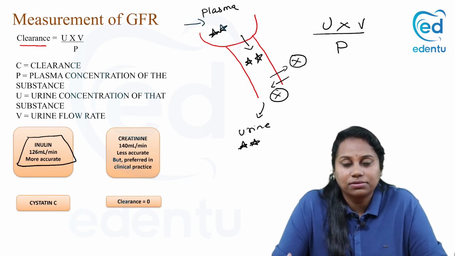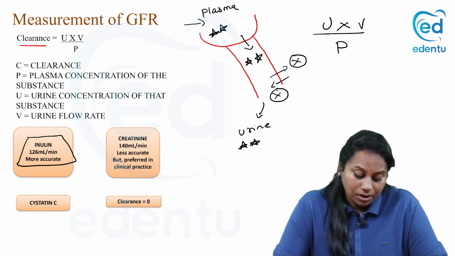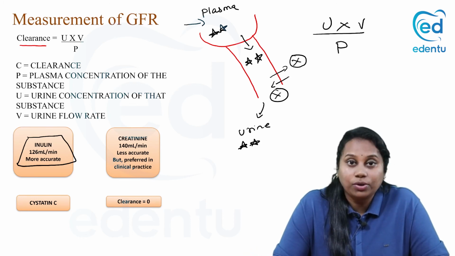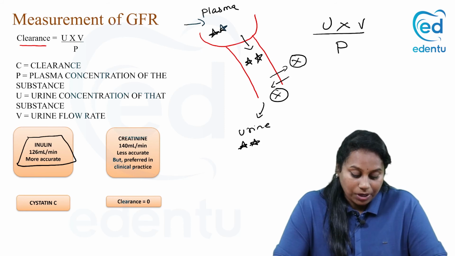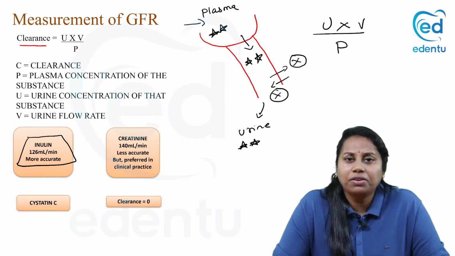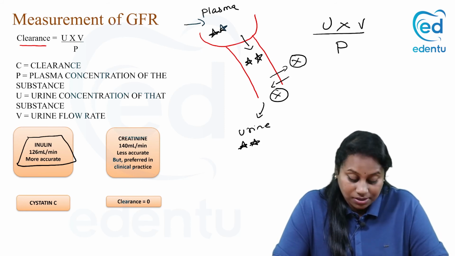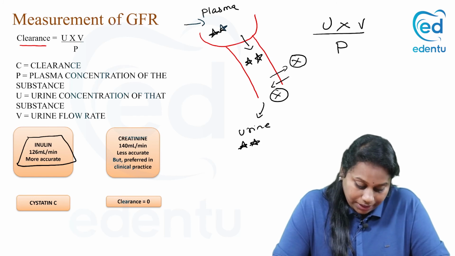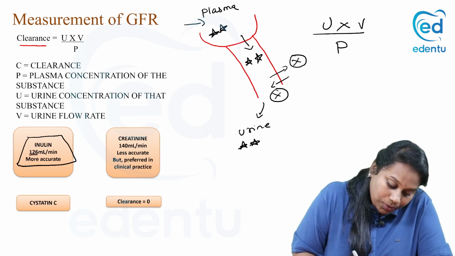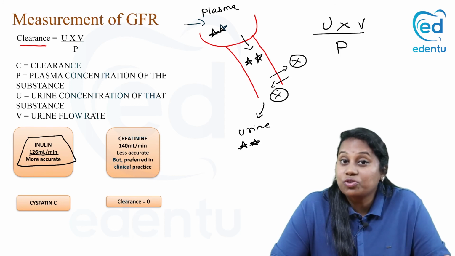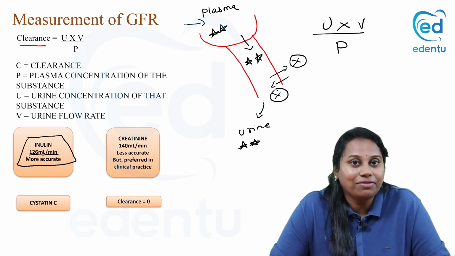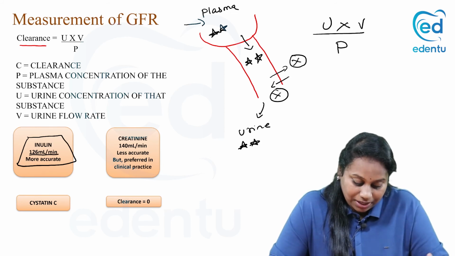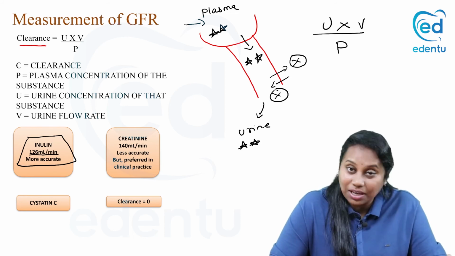The patient can have some kind of anaphylaxis or anything. So that is one problem with inulin, and it's also a costly method. But accuracy is very, very good in inulin, because if you measure inulin clearance, it is giving you 126 ml per minute. What is your normal GFR value per minute? Yes, 125 ml per minute. Inulin clearance is 126 ml per minute.